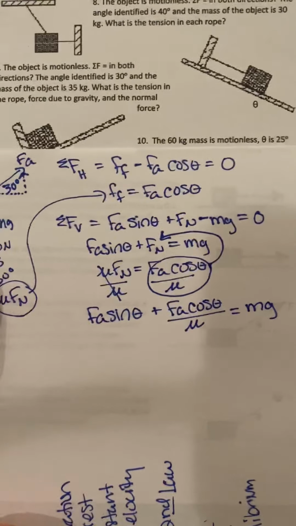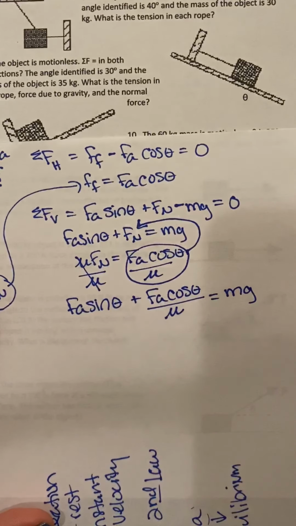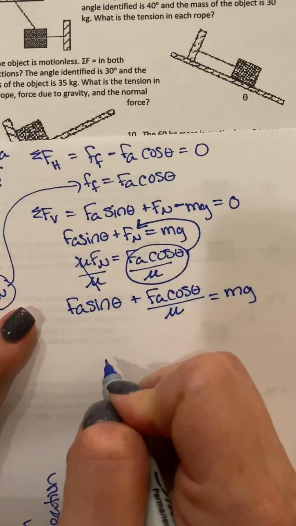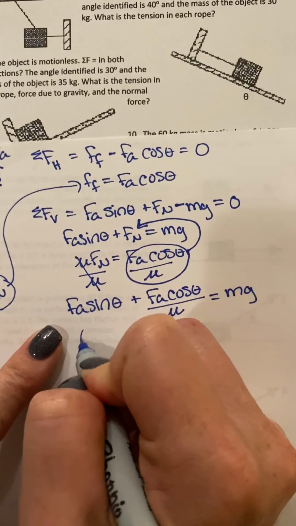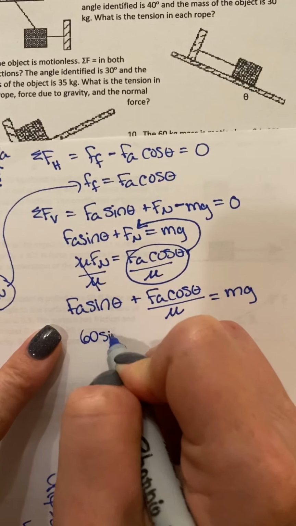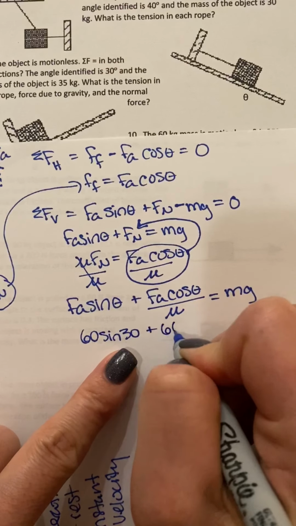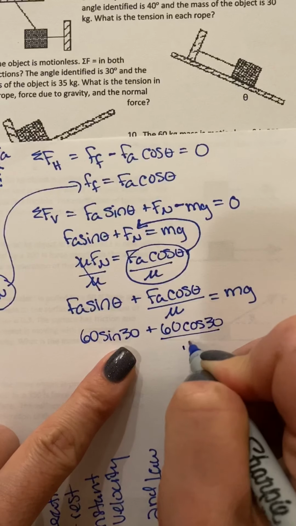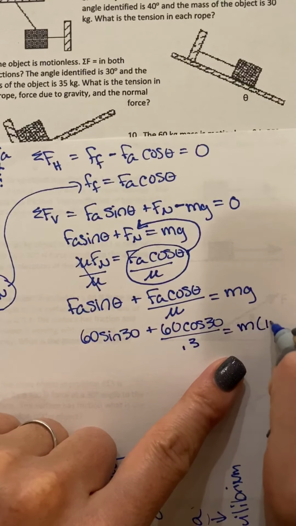Because our equation is kind of long, we could divide by g on both sides, but I'm going to save that to the end just because we already have a fraction, and I personally don't like that. So we've got 60 sine 30 plus 60 cosine 30 divided by 0.3 is equal to m times 10.